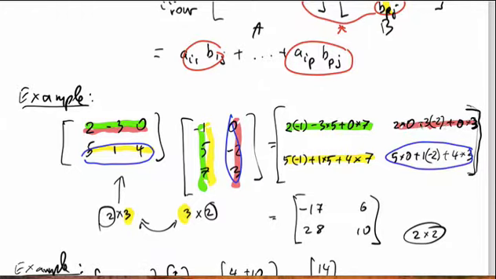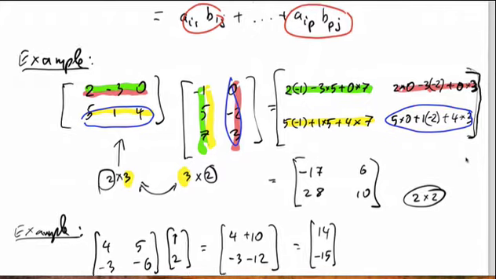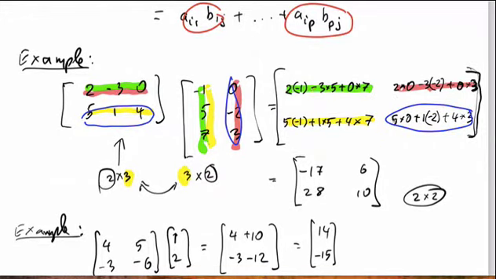Then the 1,2 entry comes from the first row, second column. So that's 2 times 0, minus 3 times minus 2, and 0 times 3. Finally, the 2,2 entry comes from row 2 and column 2. So it's 5 times 0, plus 1 times minus 2, plus 4 times 3. And then once we do these simple operations, we get minus 17, 6, 28, 10, a 2 by 2 matrix.